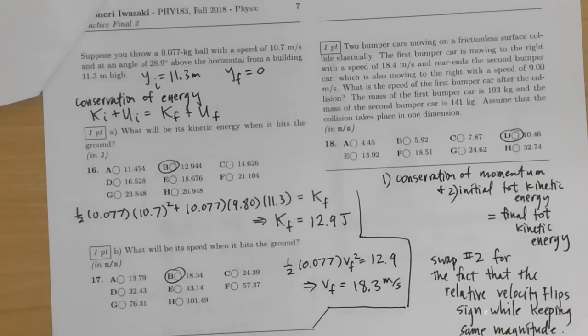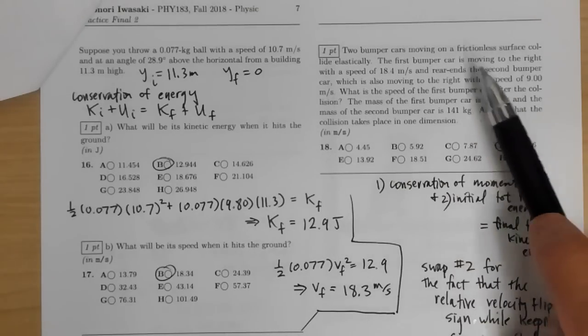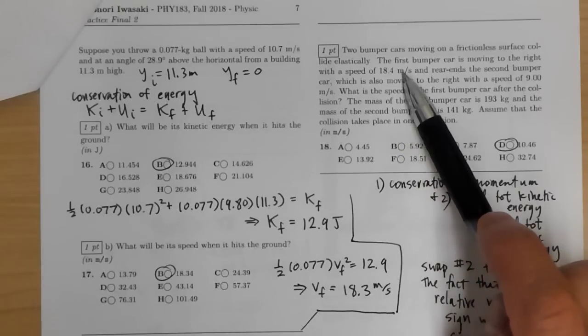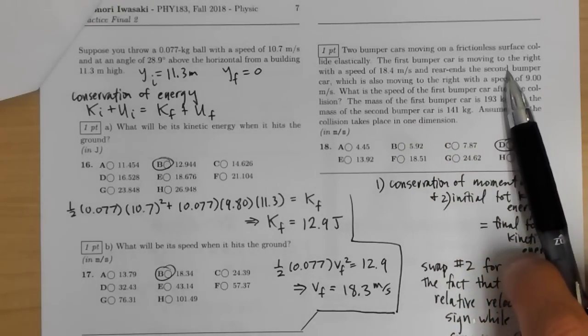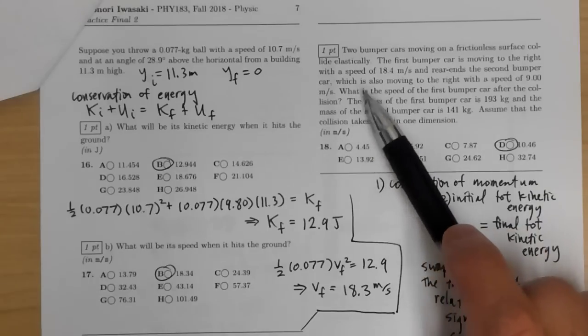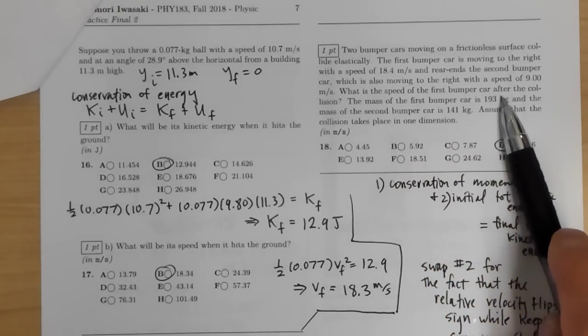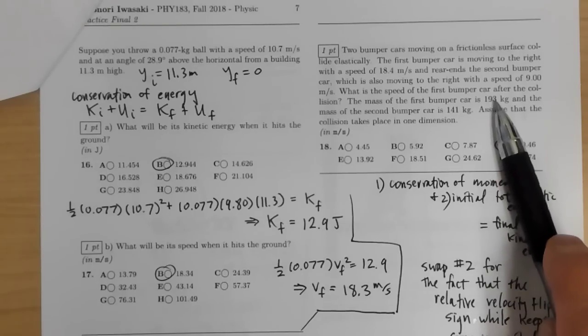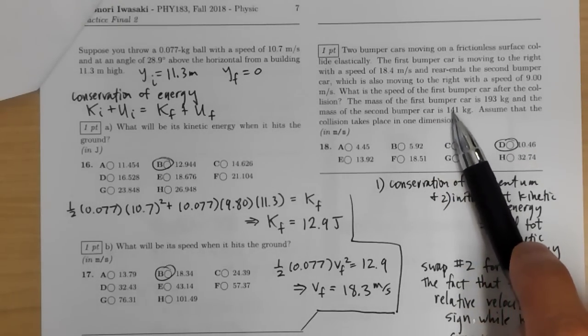Next problem. Two bumper cars moving on a frictionless surface collide elastically. The first bumper car is moving to the right with a speed of 18.4 meters per second, and rear ends the second bumper car, which is also moving to the right with a speed of 9 meters per second. What is the speed of the first bumper car after the collision? The mass of the first bumper car is 193, and the mass of the second is 141.